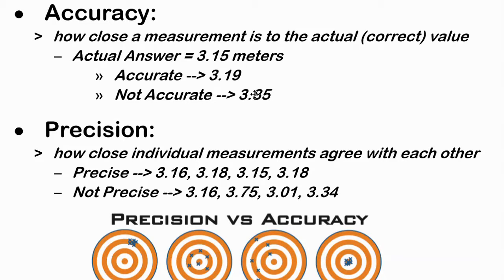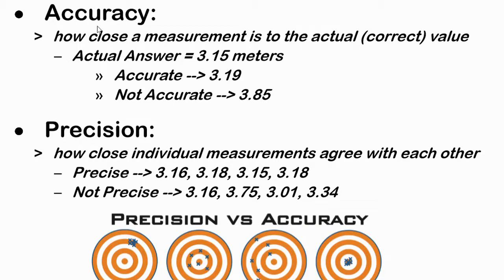So you can see down here, I've got darts, which is a really good analogy for accuracy and precision. And so accurate is hitting what you're aiming for. So this diagram is accurate because we'll assume we're aiming for the bullseye, and many of these are close to the bullseye. So in this example, 3.15 meters is the bullseye. That's what the actual answer is, and 3.19 is pretty darn close to a bullseye. So that would be accurate.